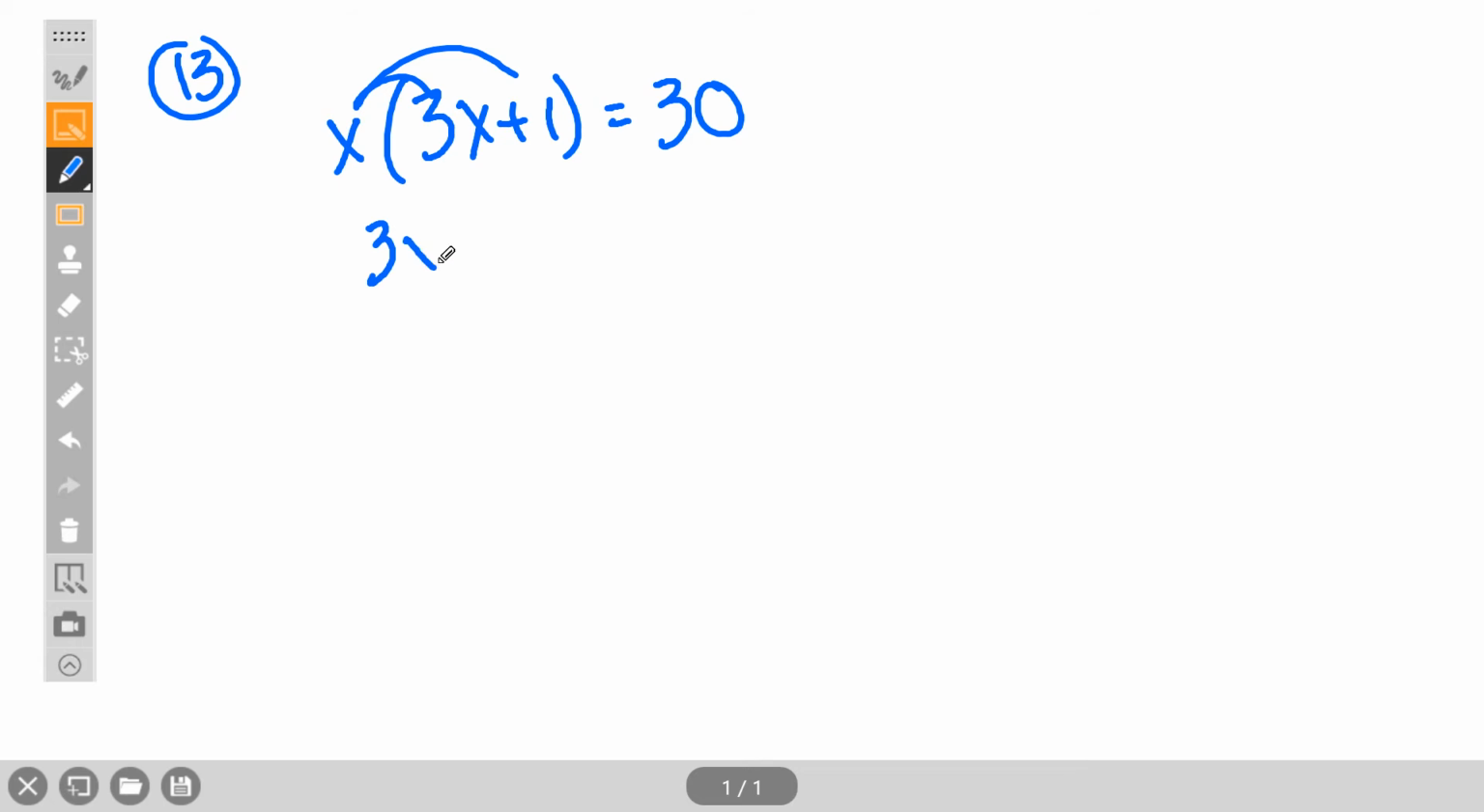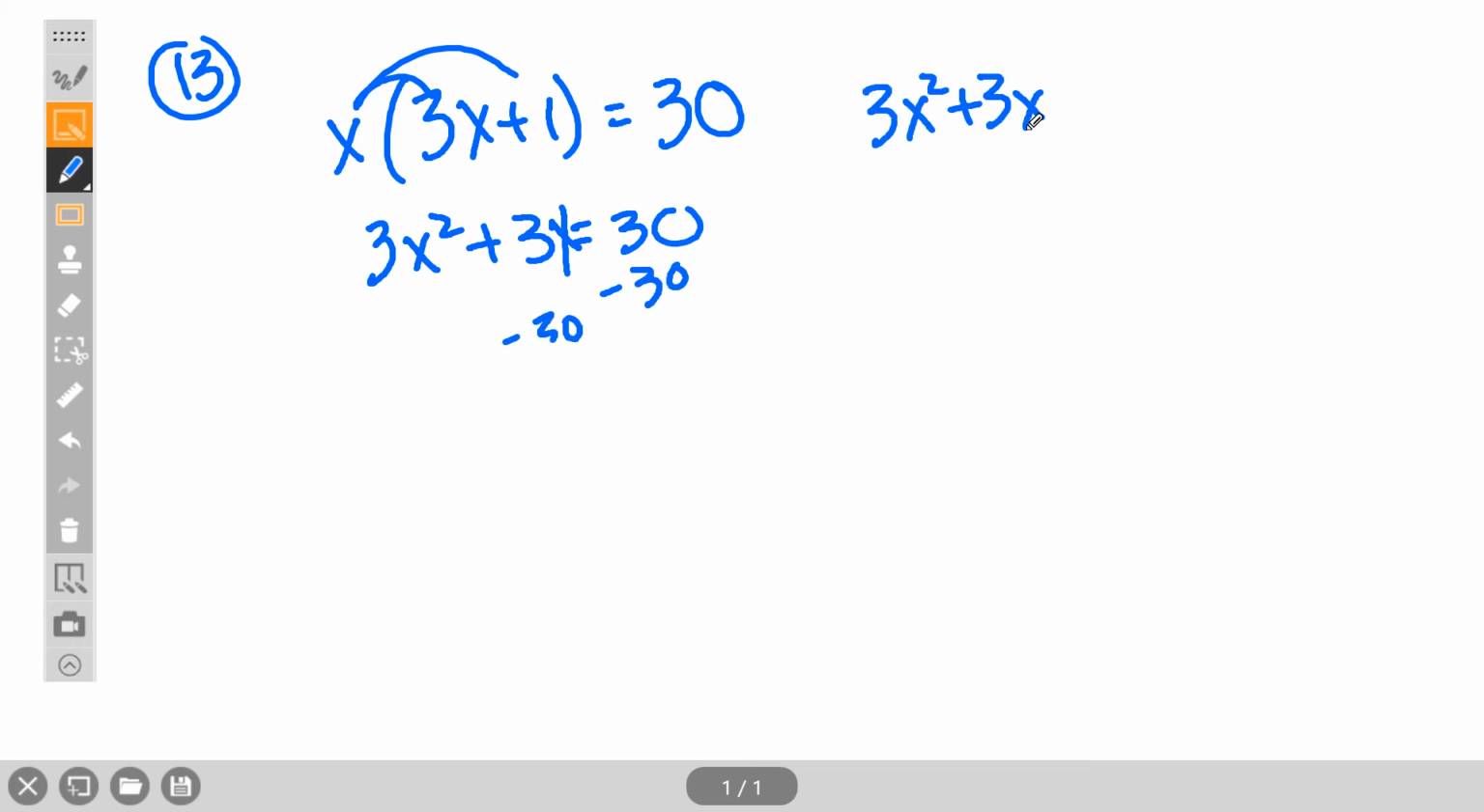Number 13 says the area of a rectangle is 30 square feet and the sides are x and 3x plus 1. So I have x times 3x plus 1, because the two sides, is equal to the area, which is 30. Okay, so I can put this in standard form. 3x squared plus 3 is equal to 30. Or sorry, 3x squared plus 3x is equal to 30. I can set this equal to 0. So I got 3x squared plus 3x minus 30 is equal to 0.